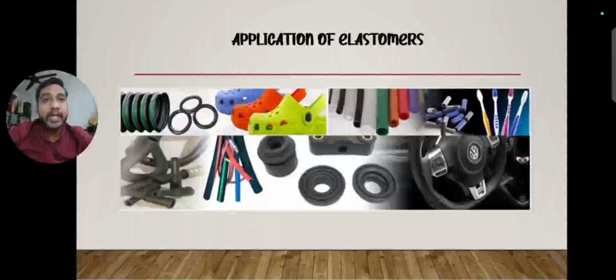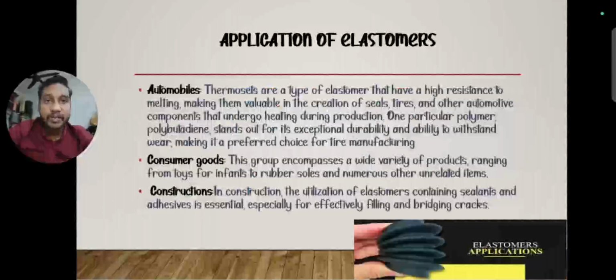Okay, next let's see the applications of elastomers. Elastomers can be applied in many applications, such as in automobiles, where, because it has a high melting point resistance, it can make valuable seals, like for tires and oil seals, and it also has the ability to withstand wear, so it can last for many years. For consumer goods, the group encompasses a wide variety of products, ranging from toys for infants to rubber soles and numerous other unrelated items.